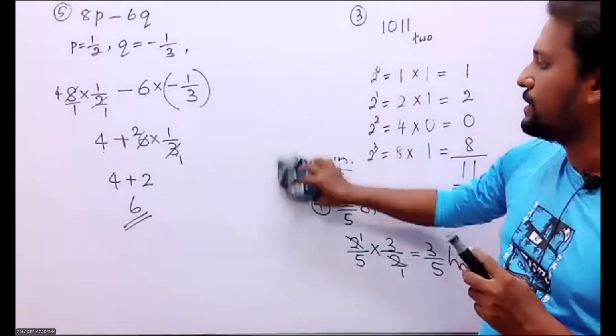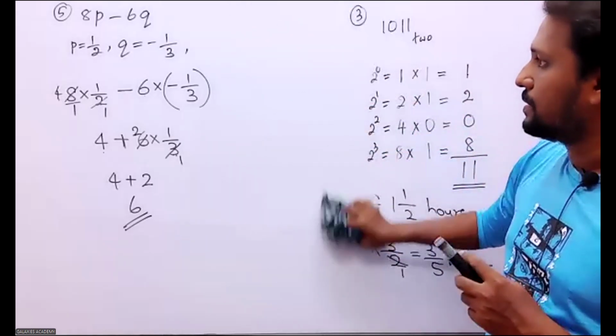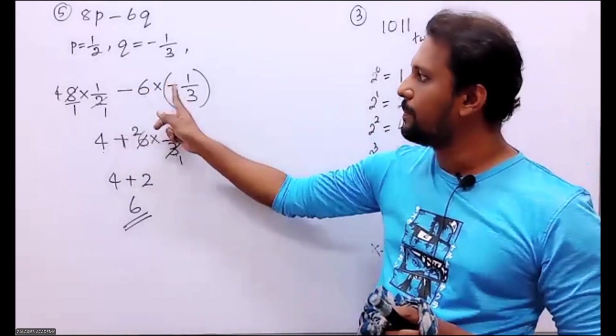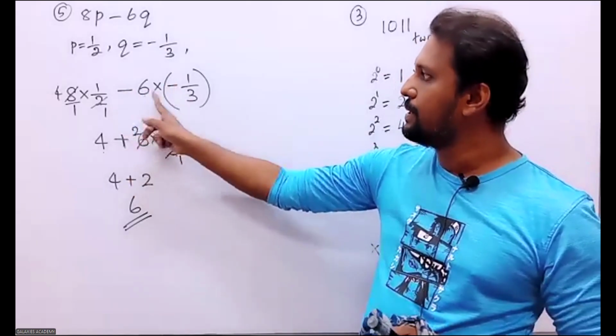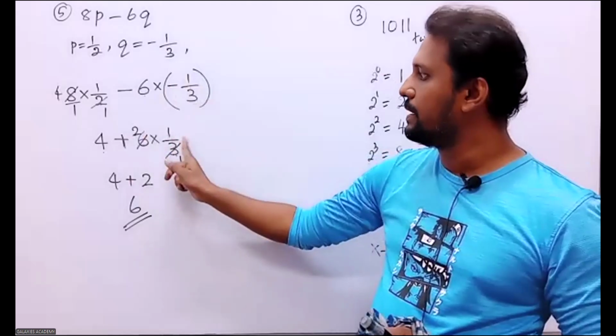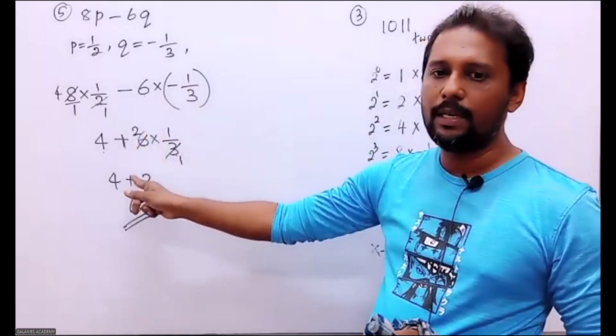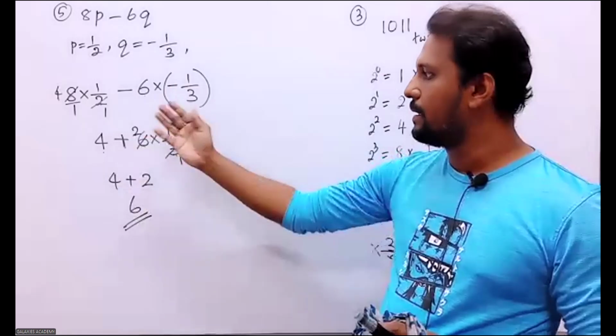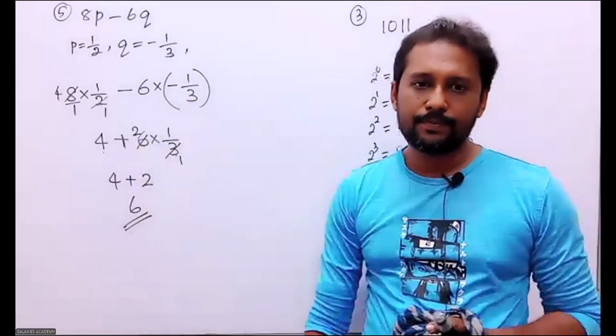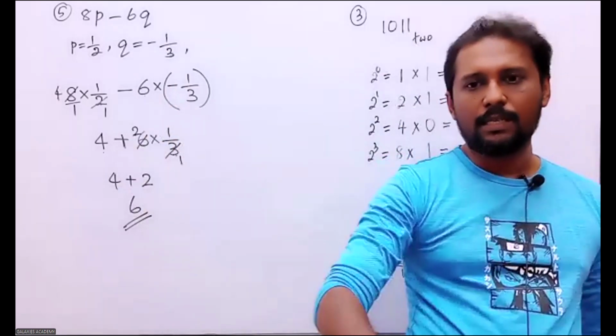You give the attention here, right? Negative multiply negative is positive. 6 multiply 1 over 3. Then you can simplify numerator and denominator values. Then you can get the value, no? Right? It is the fifth question answer.